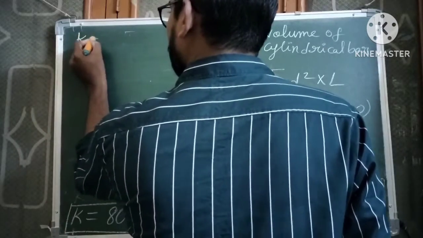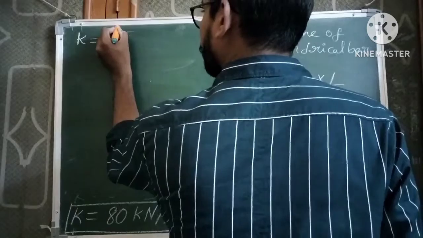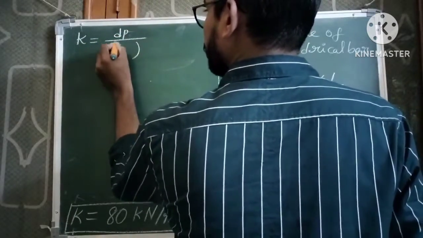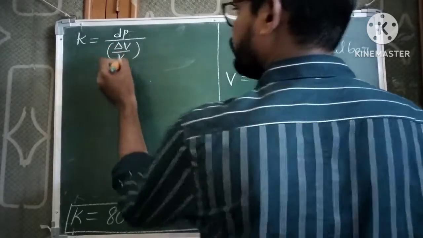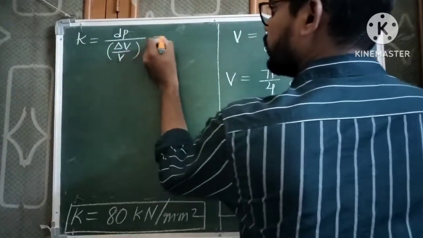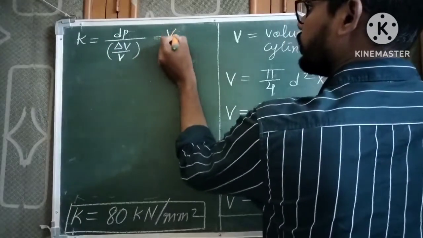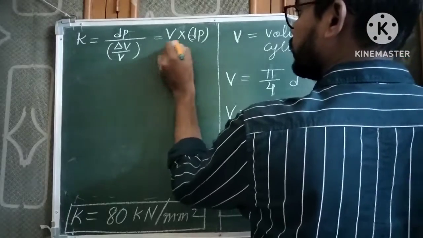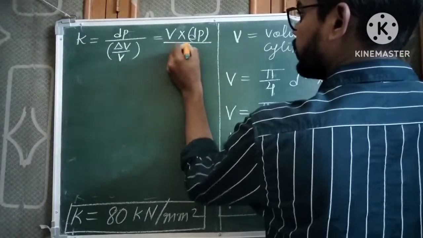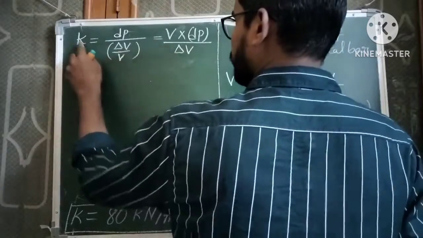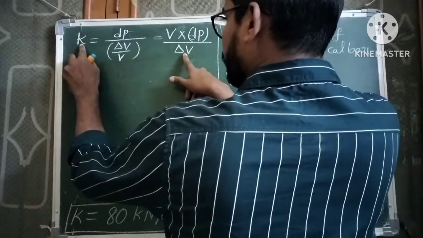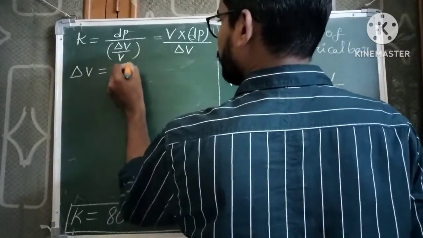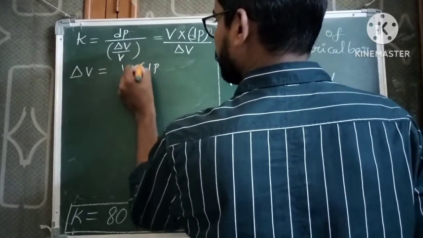What is the formula? One more formula for bulk modulus. Bulk modulus is equal to hydrostatic pressure by volumetric strain, that is delta V by V, change in volume by original volume. So taking the reciprocal of delta V by V, we get V by delta V. So K is equal to V into hydrostatic pressure dP by delta V, change in volume. So just interchange positions of K and delta V. Now you will get delta V is equal to V into dP by K.